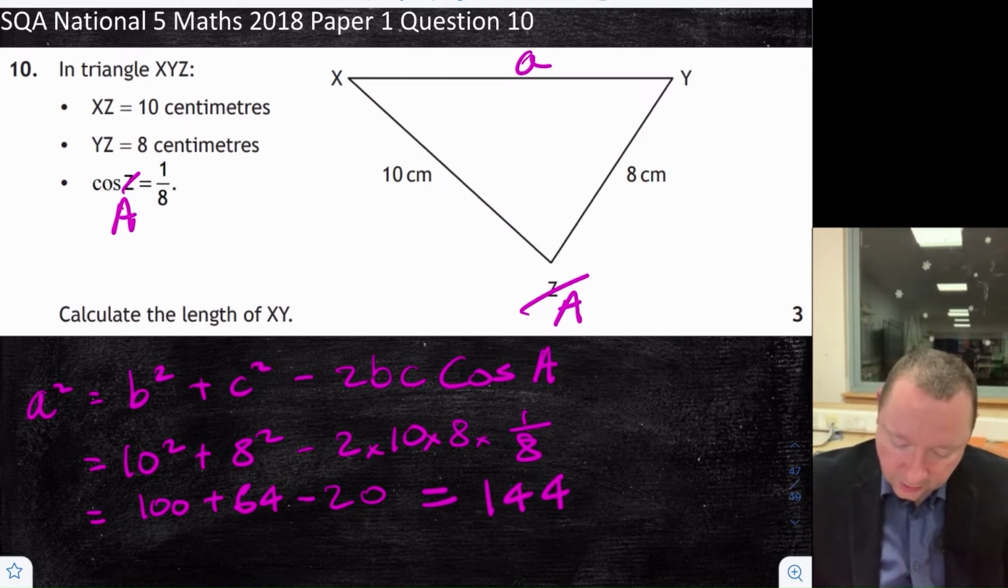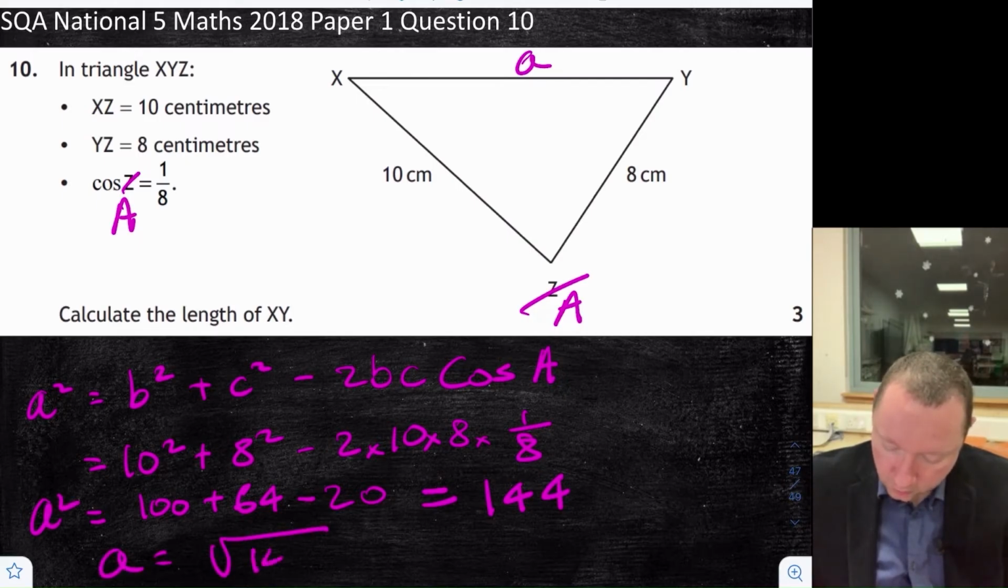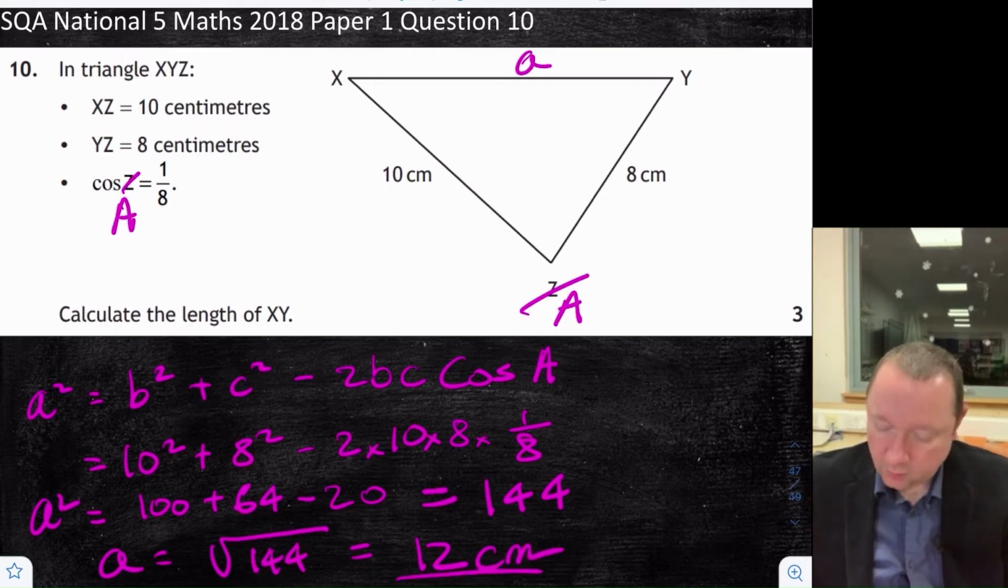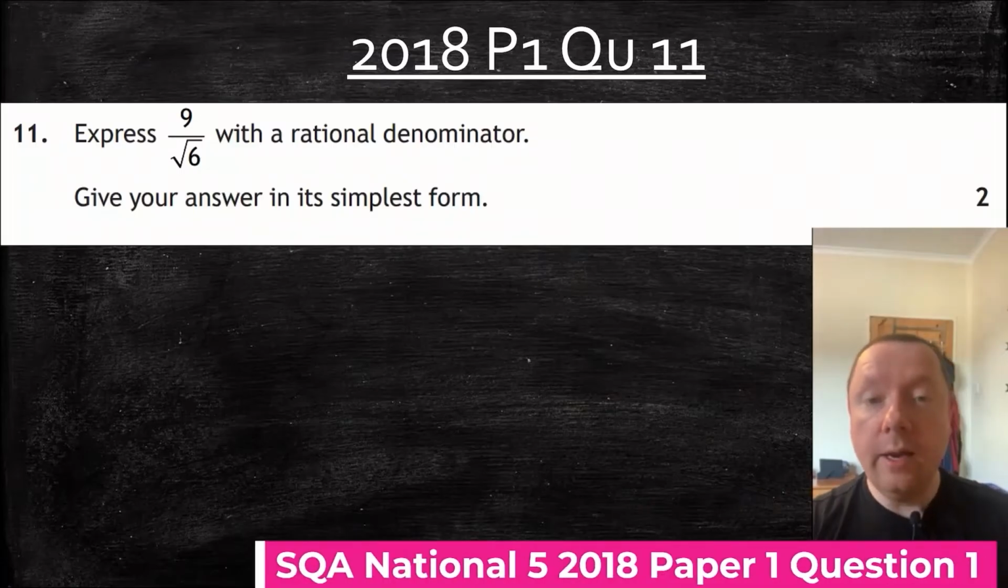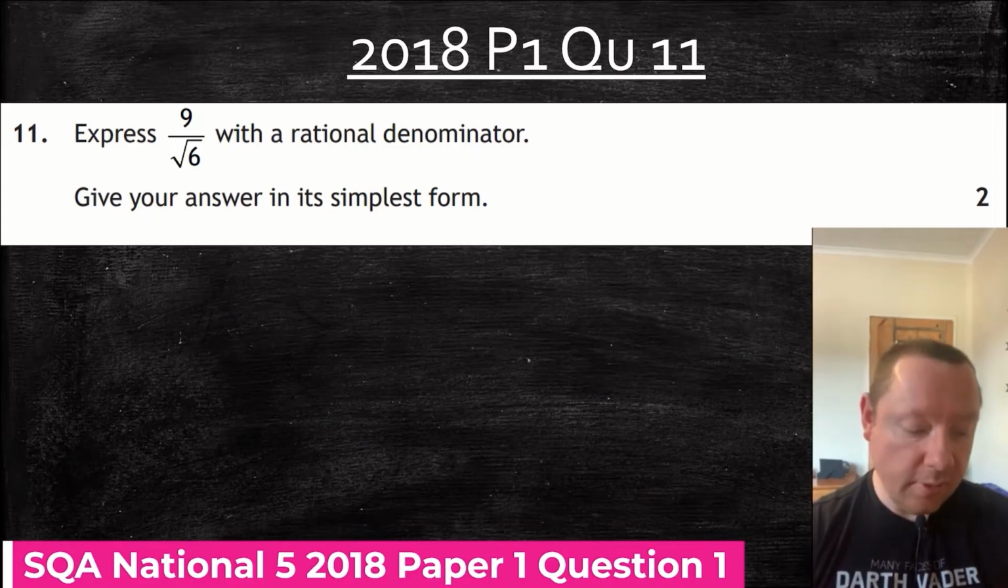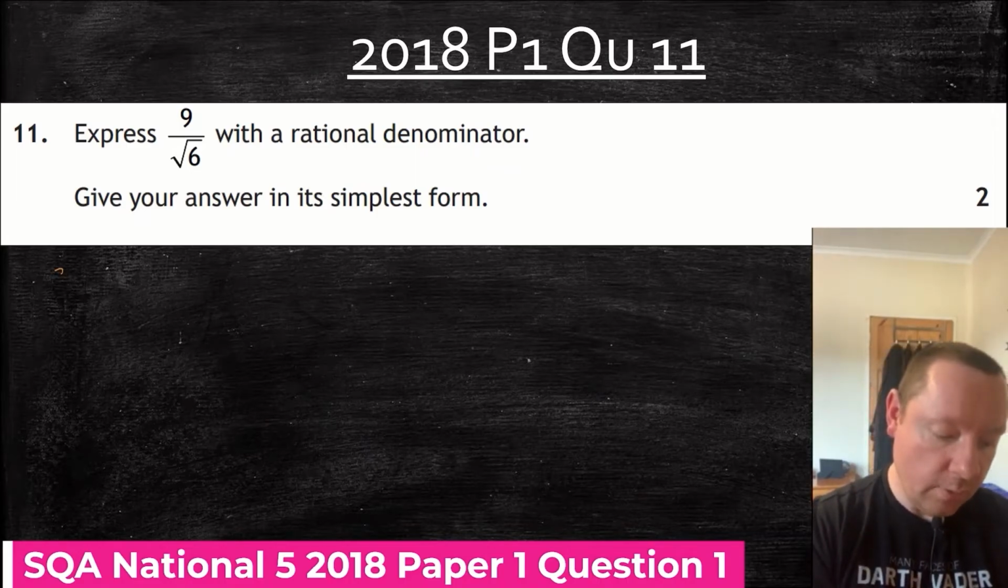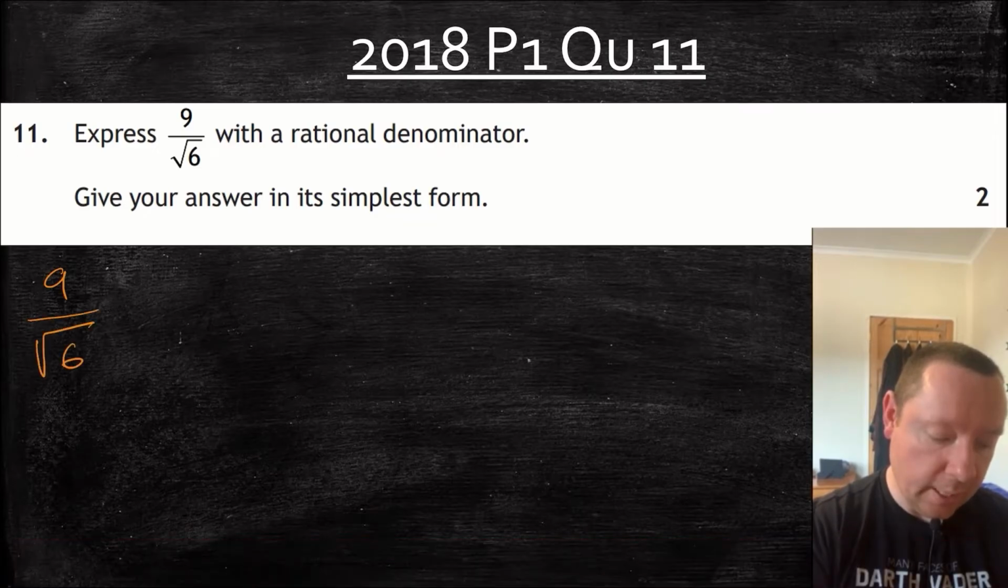But remember, that is A squared. So A is the square root of 144, which is a nice round number, which is 12 centimetres, because 12 times 12 is 144. Okay, 2018, paper 1, question 11. Express 9 over root 6 with a rational denominator. So we start with 9 over root 6, we times by root 6 over root 6.